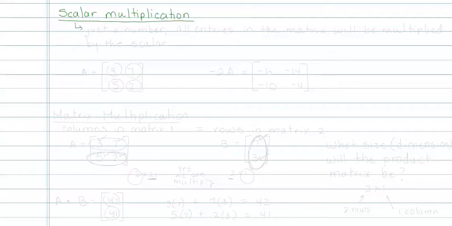A scalar is just a number. What you're going to do is multiply that number times all of the entries in the matrix. All entries in the matrix will be multiplied by the scalar, or by the number.